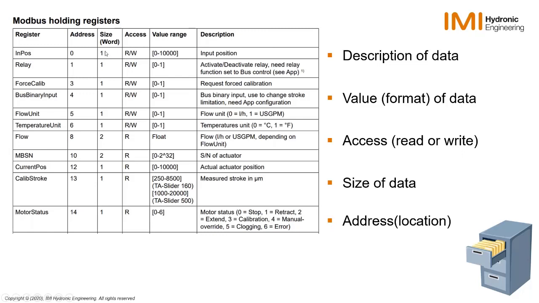Size of the data is just telling you how many registers it is. So usually it's 1, can be 2 as well. If it's big data, then you need to have 2. And then address is really how you know where this data is located.